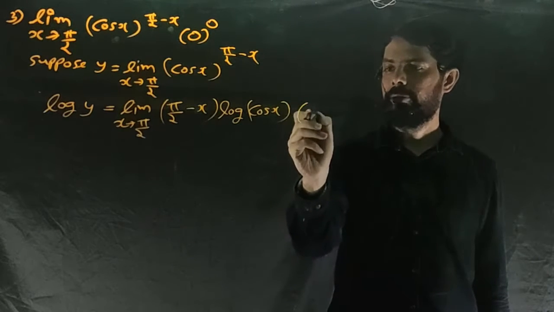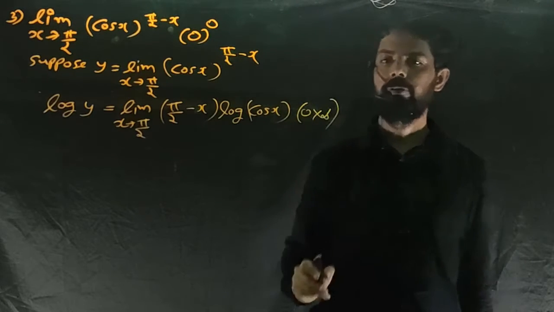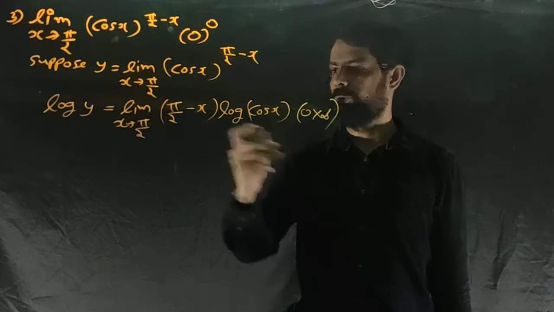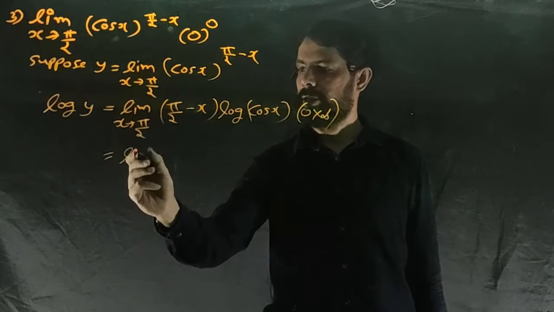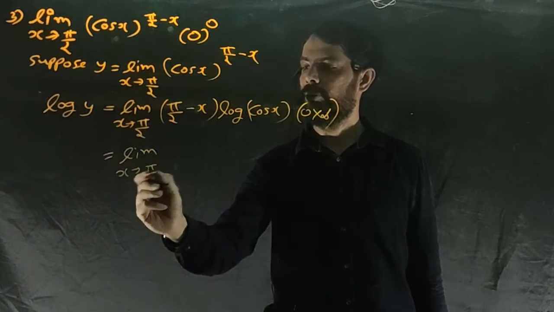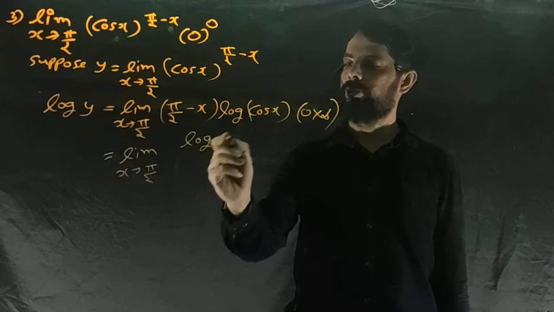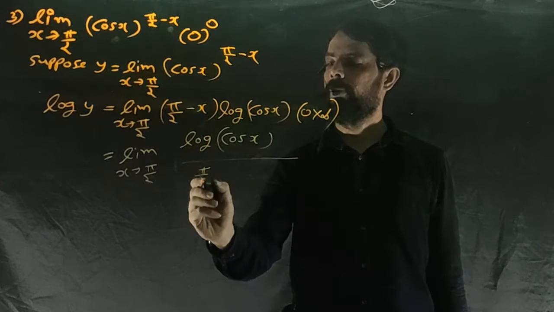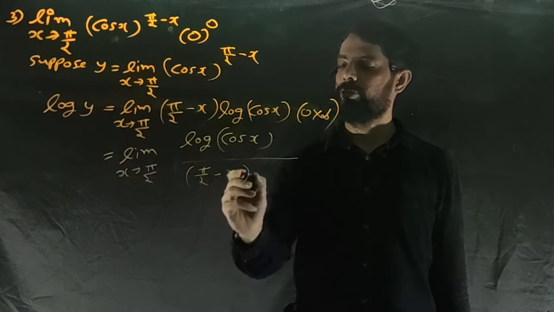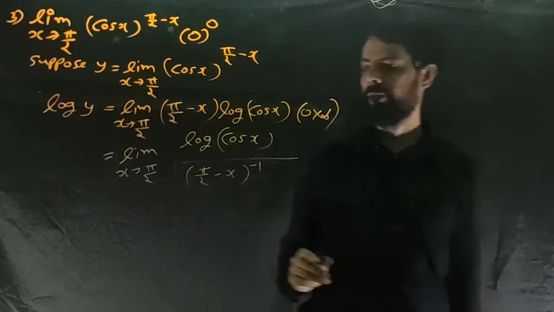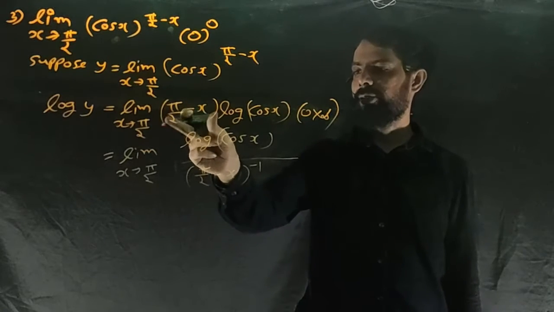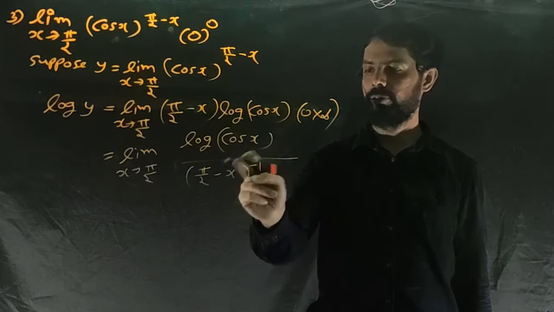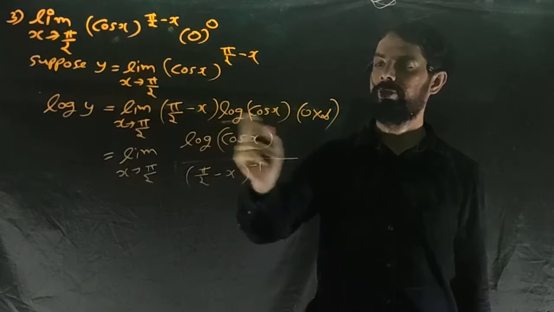So this will be 0 into infinite form. Okay. Now how to solve 0 into infinite form? So we will write this as limit x tends to pi by 2 of log cos x in the numerator, divided by (pi by 2 minus x) whole raised to minus 1. Okay, because here pi by 2 minus x can be written as 1 divided by (pi by 2 minus x) whole raised to minus 1, because if we simplify this, the result will be the same.